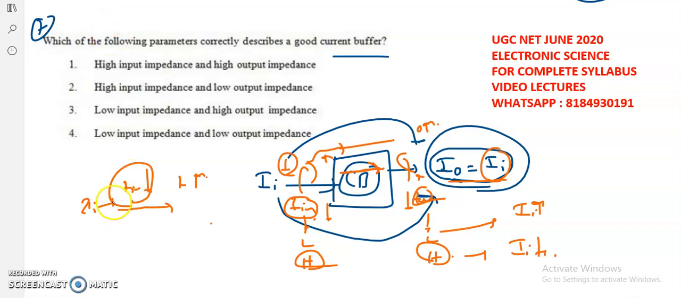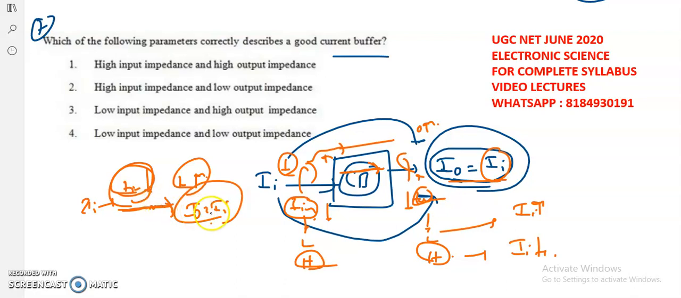So if the input impedance is less, then more current will be injected into the circuit. While coming to the output side, we have to increase the impedance such that I naught becomes equal to I. So the input impedance must be less such that the maximum amount of current is injected into the circuit, and it will undergo some amplification inside the circuit.